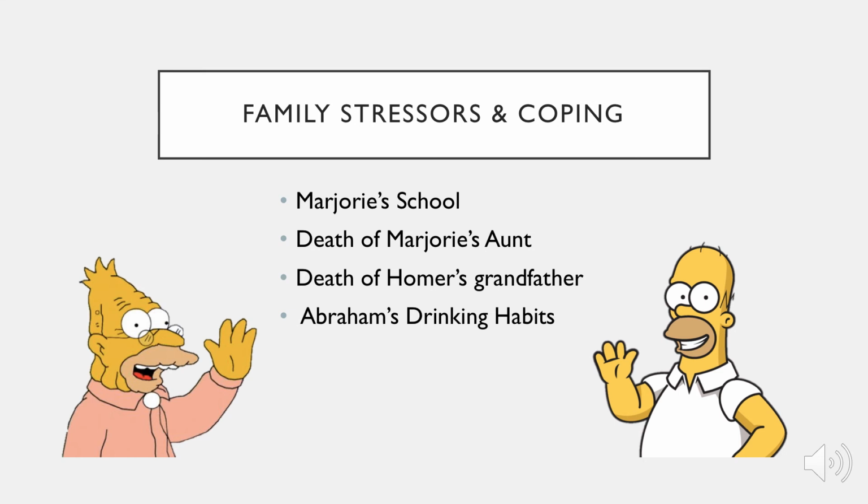Also, when Homer was younger, his father Abraham drank excessively, and the two did not have a good relationship. Since then, Abraham has stopped drinking excessively and enjoys a nice relationship with Homer, Marjorie, and Maggie. Coping strategies Homer used growing up in response to his father's habits likely impact his reactions to stress and ability to cope today.